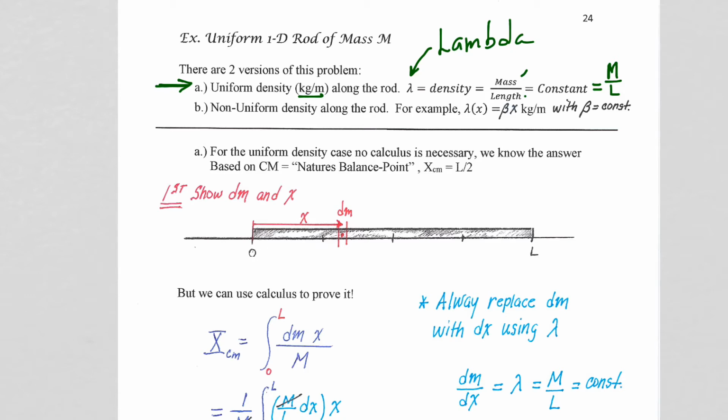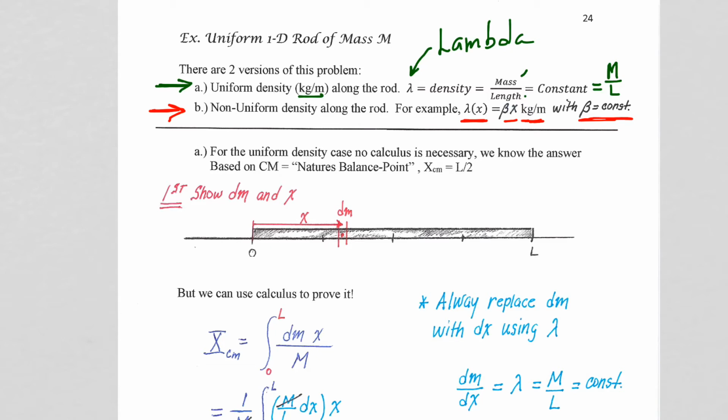Now for homework, you are also going to do one. That's on the next page of notes, and you'll do that for homework, and then we'll go over it in class, where lambda is now given as a function. So it's getting kind of heavier as you go off to the right. In this case, it could be any function, but if the density is given by beta times x, where beta is a constant, the overall units of beta x still equal kilograms per meter. We'll talk about how you're going to problem solve with that.